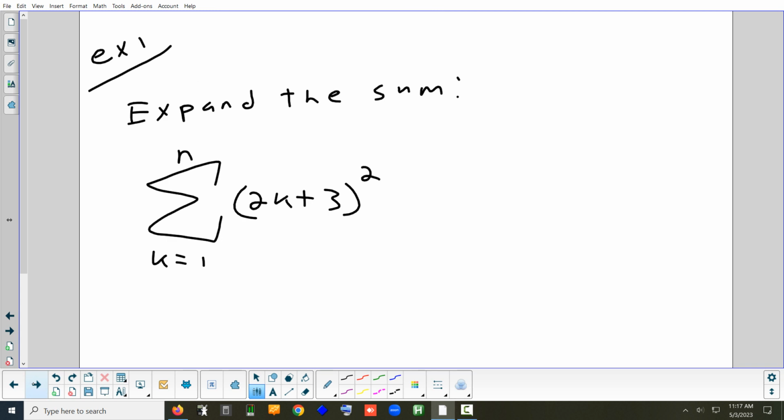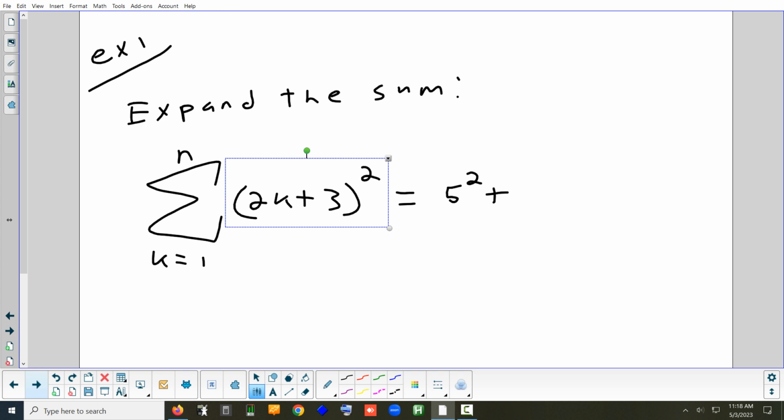So let's write how we would expand this one out. When you don't know where to stop, you do stop somewhere. You stop at n. But we don't know what number n is. Just write out the first three. Then we can do a dot, dot, dot. And then we'll do the last one. Okay. So what's the first number we plug in for k? 1. And what do you get when you plug in 1? 25. So 2 times 1 is 2 plus 3. You could leave it as 5 squared. Or you could do 25. Either way. I'm just going to leave it as something squared.